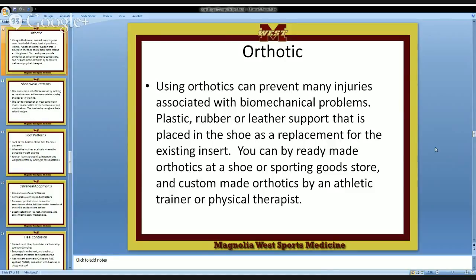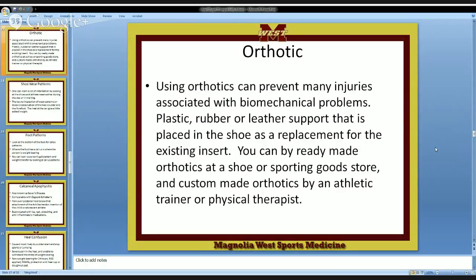So, orthotics can prevent many injuries associated with biomechanical problems. They can be rubber, plastic, leather. They support, and you put them in your shoes as a replacement of your existing insert. Most shoes, when you open them up, you can take out that little piece of foam. You pull that one out, and you put this one in.